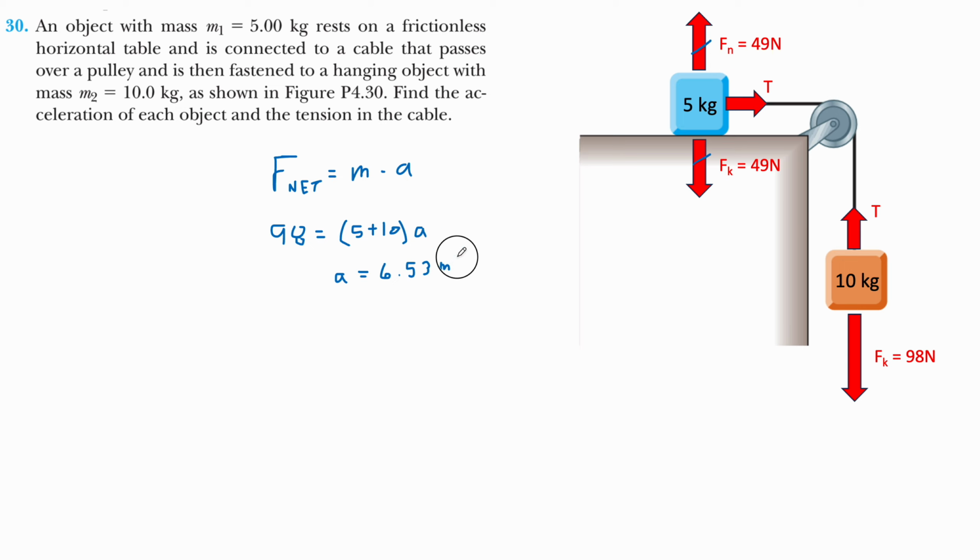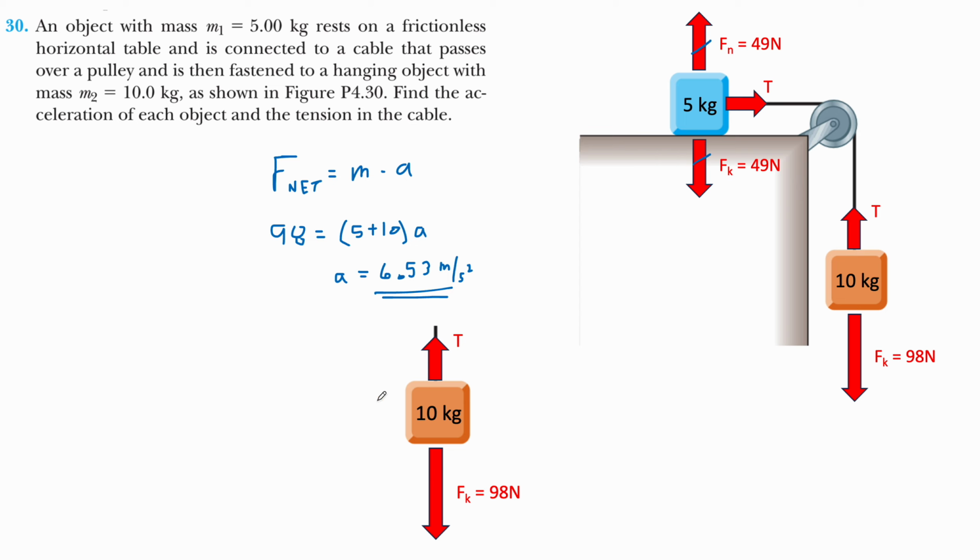Once you have that acceleration, we can answer the second part of the question. So here's our first answer. The second part asks, what's the tension? Well, to solve that, you've actually got to look at one of the masses by themselves. In this case, I'm going to arbitrarily choose the 10 kilogram mass.